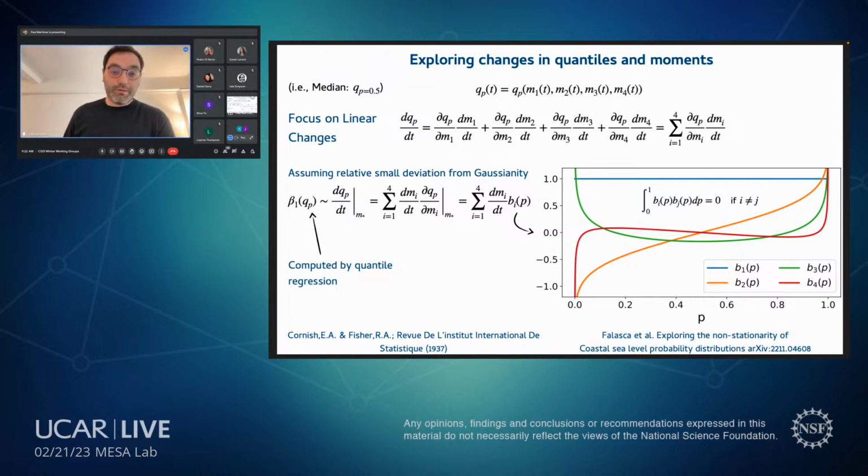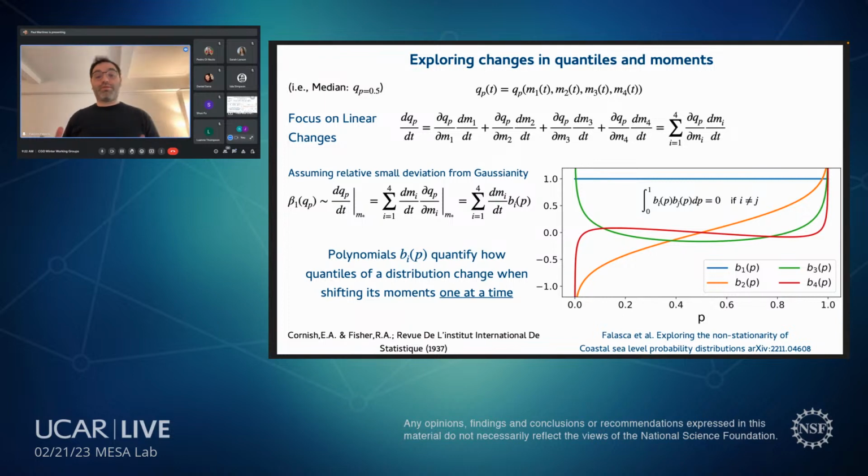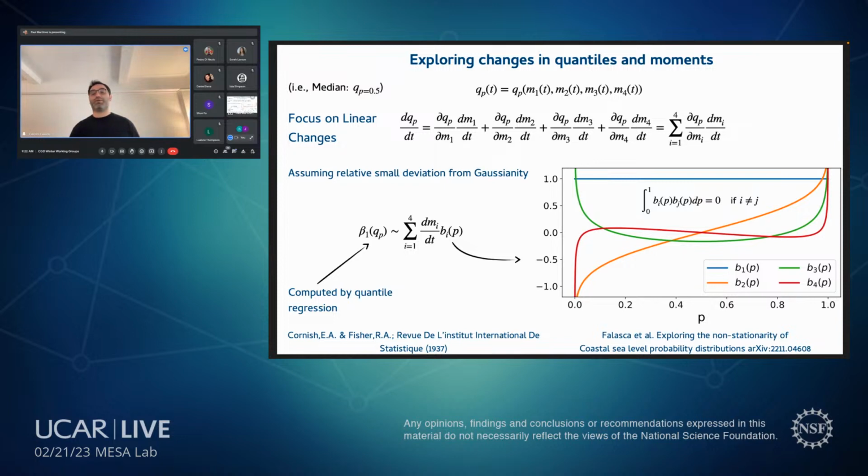So quite beautifully, what these polynomials quantify is how quantiles of a distribution change when you shift its moments one at a time. If I change the mean of the distribution without changing any of the other moments, the quantile will change as a constant, and this constant is B1P, the blue curve. If you change just the variance, but not the mean and not the other moments, then the changes will be shown by the orange curve, B2P. And so on for skewness and kurtosis.